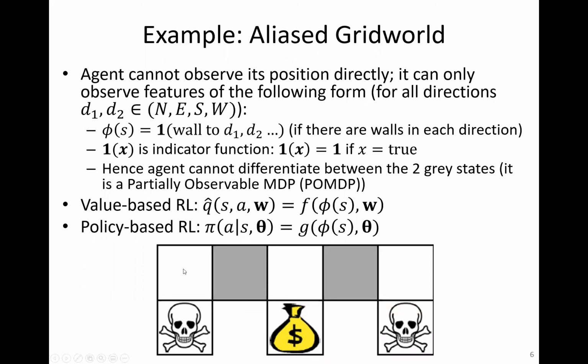So therefore, it can tell that it's in here, right? Because in this position, there's a wall to the north and to the west. In this position, there's a wall to the right and to the north. In this position, there's a wall only to the north. And in these two positions, there are walls to the north and south. So these two positions are indistinguishable. The agent cannot differentiate between these two gray states. Therefore, it's a POMDP. The environment is not fully observable.